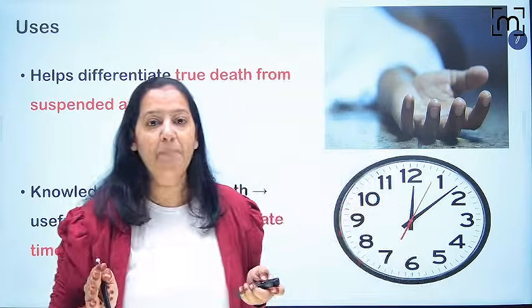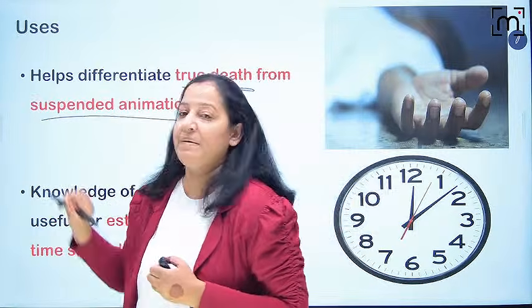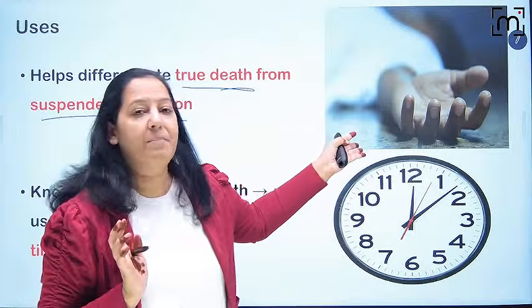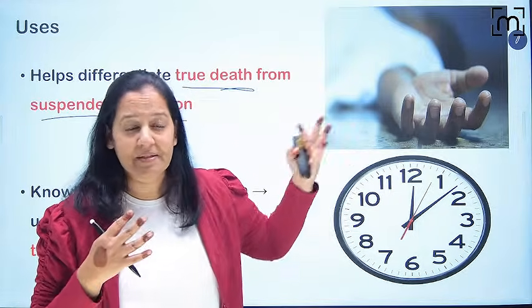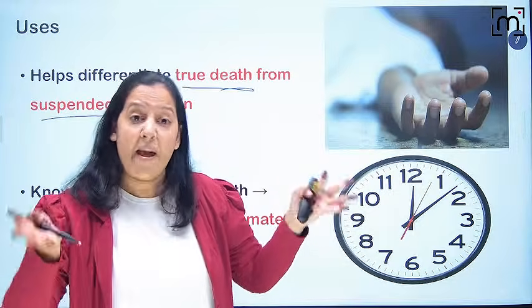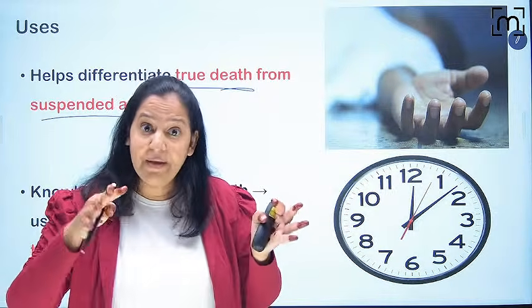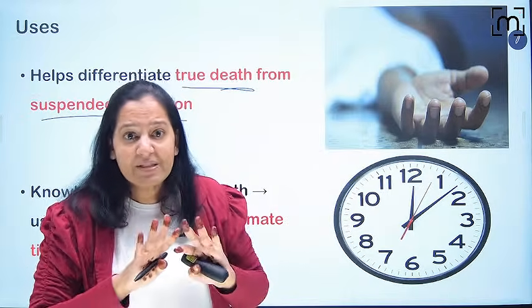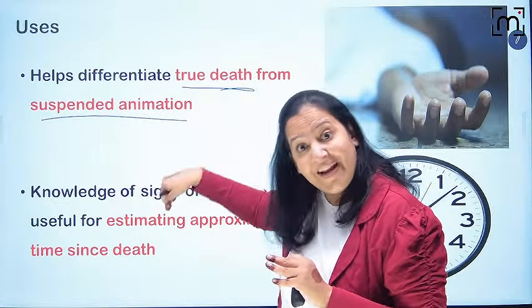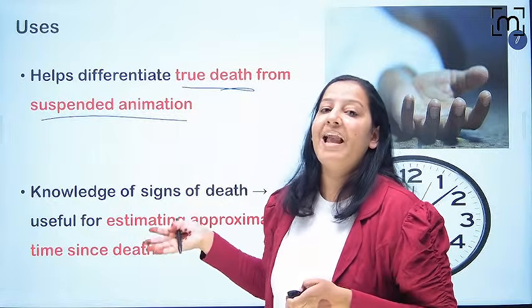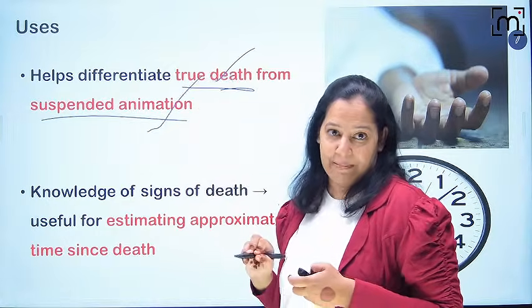Number one, with the help of this study, we can differentiate true death from suspended animation. What is suspended animation? Suppose there is a person who is unconscious and I cannot find the pulse or the respiration. I think the person is dead, but actually the person is not dead. Temporarily the pulse and respiration are suppressed to such a level that they cannot be detected. So the person can be resuscitated. It is not a true death, it is known as suspended animation. The person looks like death, but it is not a true death. So with the help of this science, we can differentiate true death from suspended animation.